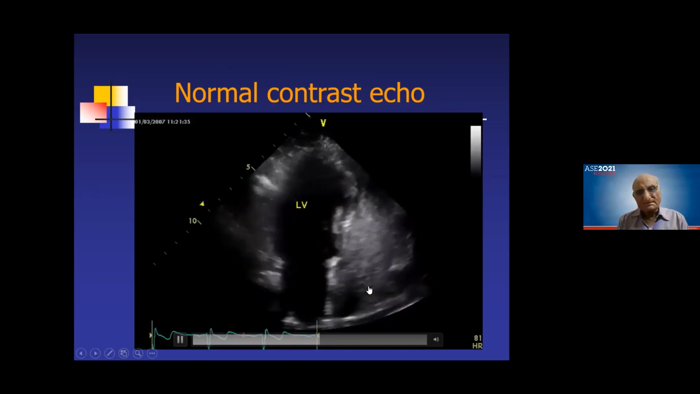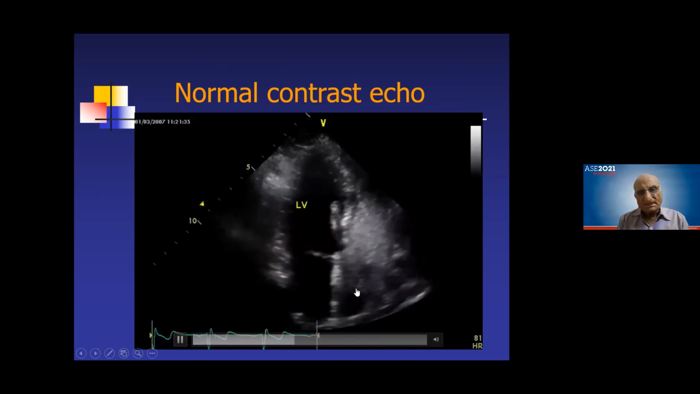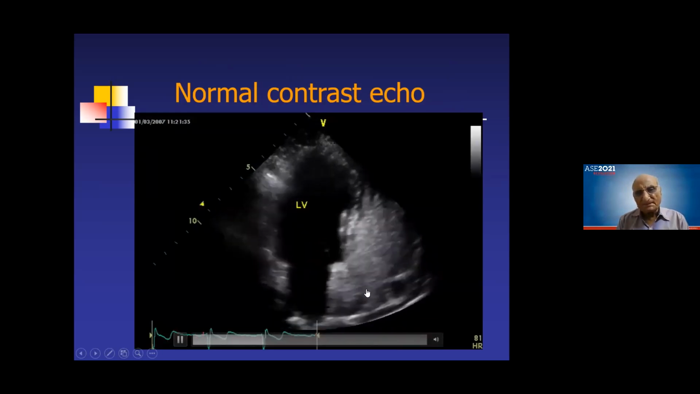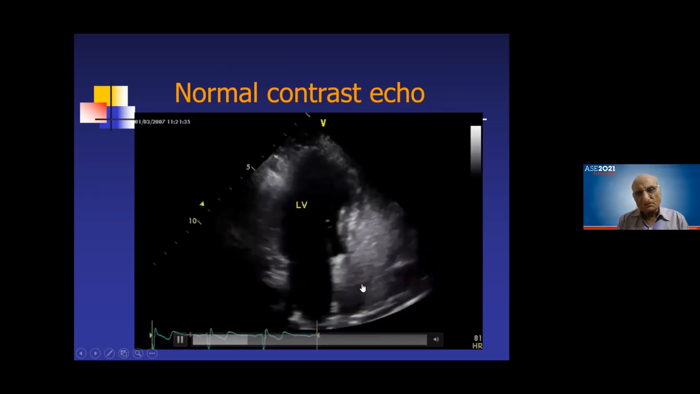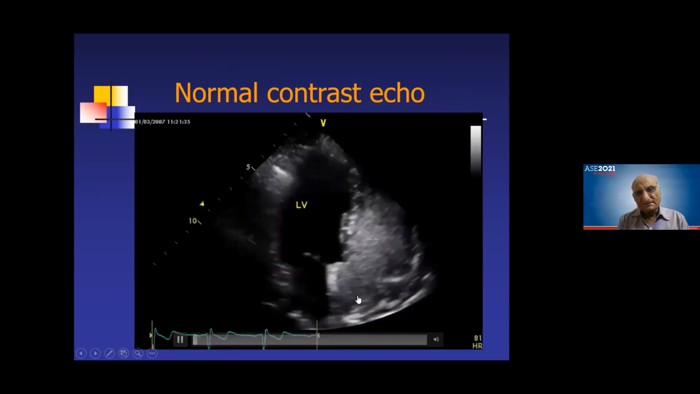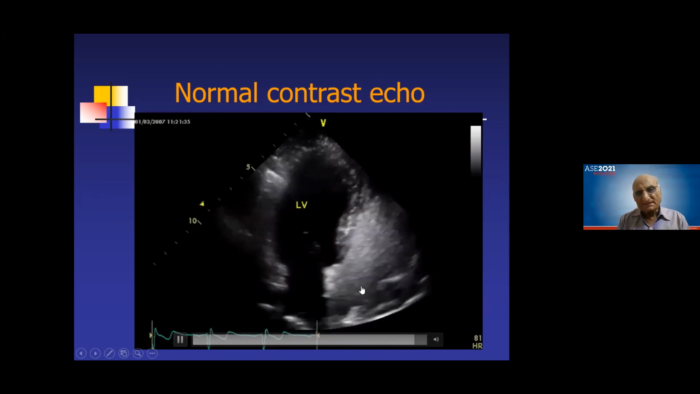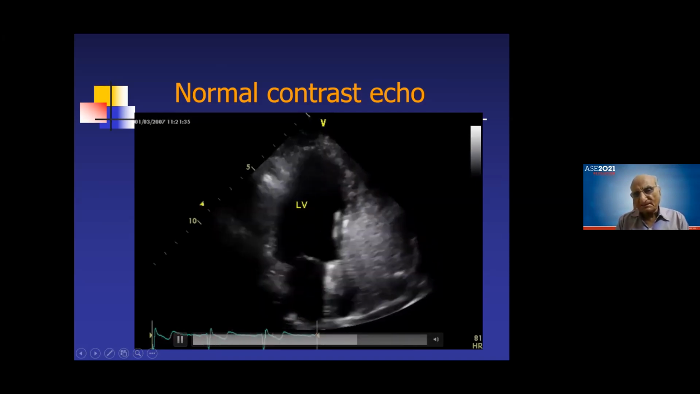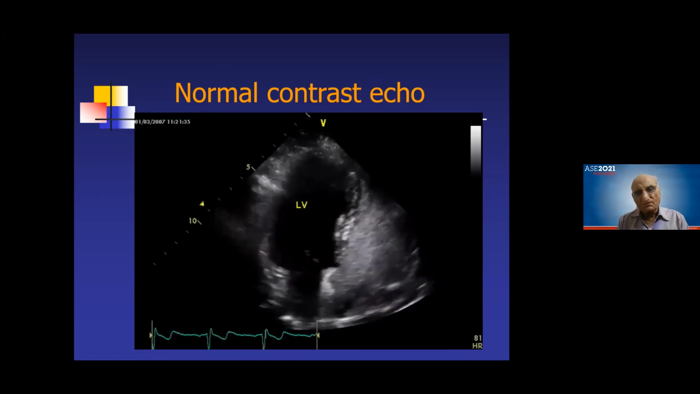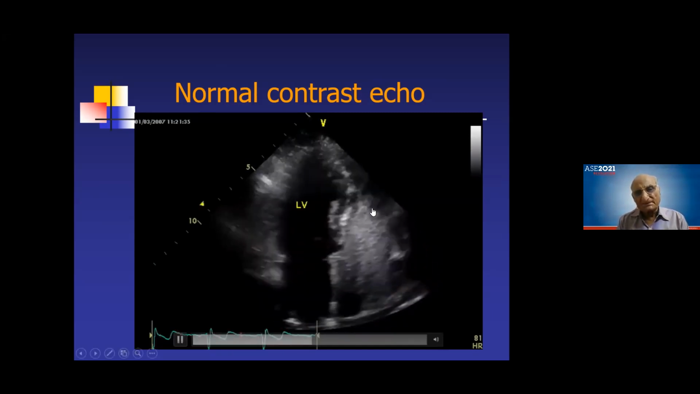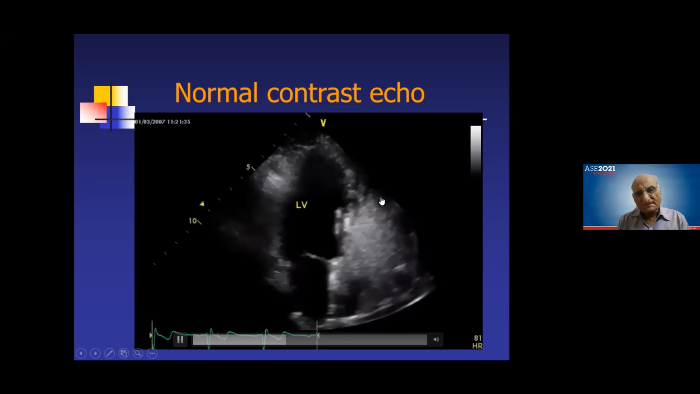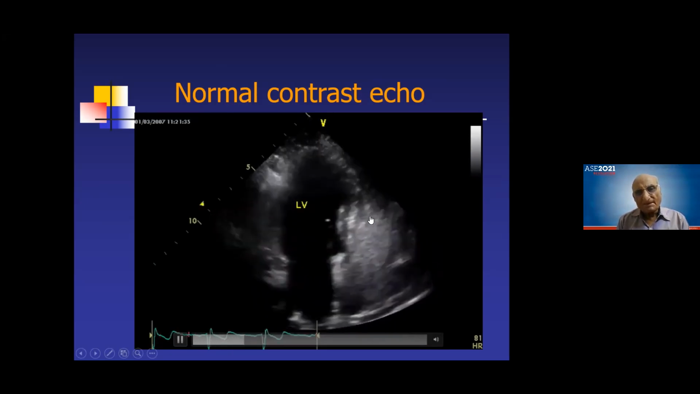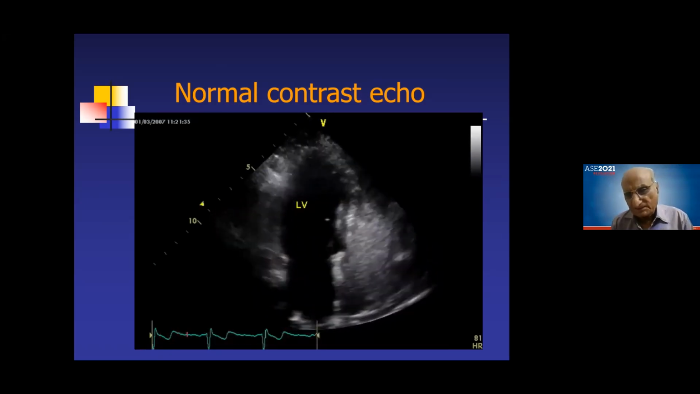Then what happens? As expected, when you give it in the upper limb, it will first go to the right atrium. This is nothing else but glucose saline microbubbles, which are made more prominent by echo. Then they go to the right ventricle, and then to the pulmonary circulation.